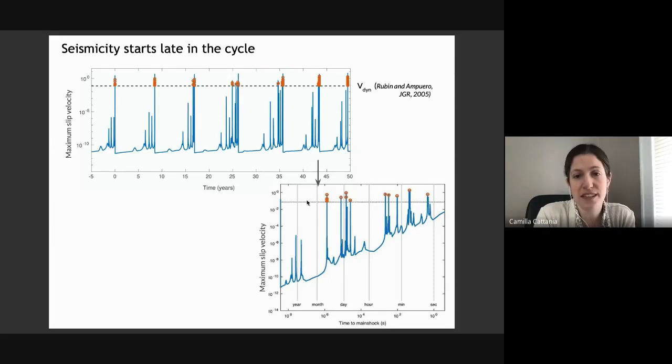And if we zoom in on one sequence and plot time on a log scale, time to mainshock, we see that most of these events, actually all of these events, are foreshocks.